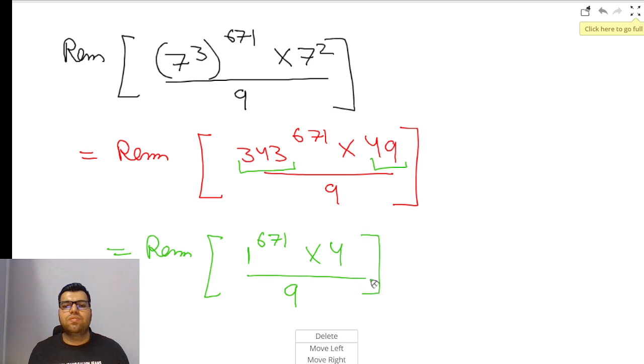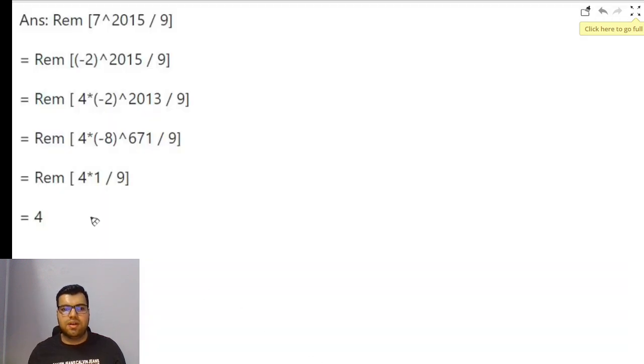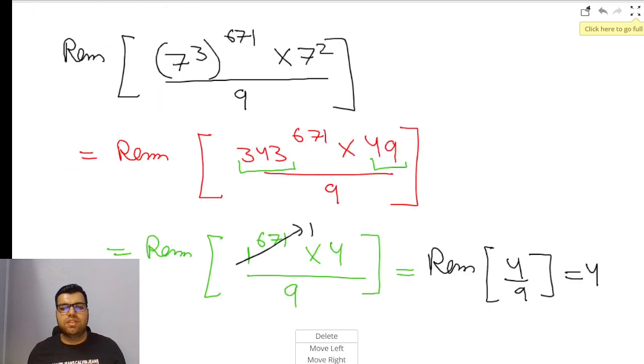I have told you one property, students, that if remainders are in addition, then you can separate them. Similarly, if they are in multiplication. So over here, this thing is already 1. This is 1. So here it becomes remainder of 4 with 9. So this is equal to 4. Pretty simple, answer is 4. I'm just repeating it so that it is clear to you.